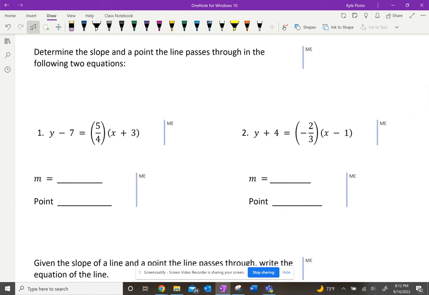Determine the slope and a point on the line that passes through the following two equations. I'm just going to put the general formula here. So the slope is going to be this guy right here, so 5/4. And the point: if this is a plus, remember it's going to be the opposite of that. So the x is going to be -3. Oh, that should be x1. The y value, so the minus and minus match, so it's just going to be that 7. So you can think of it as the opposite of the sign. This one here, the slope is still the same thing. It's going to be -2/3.